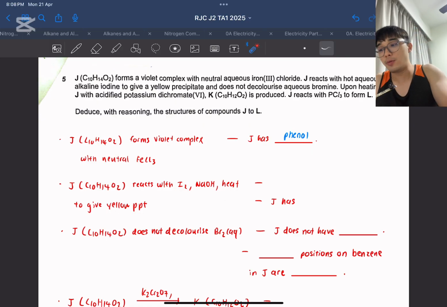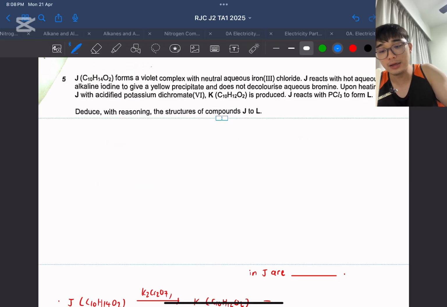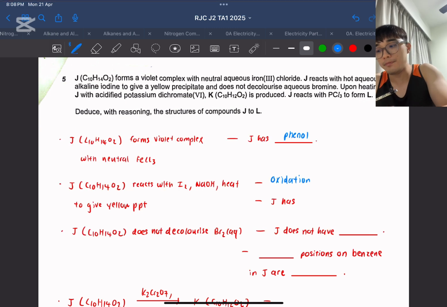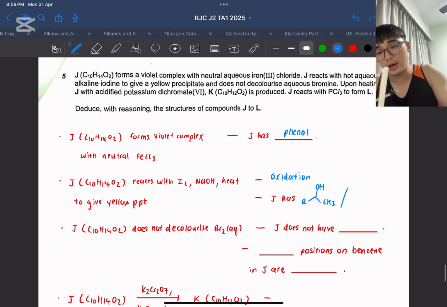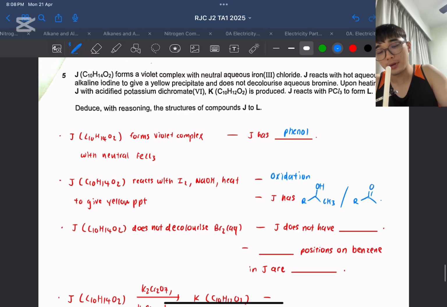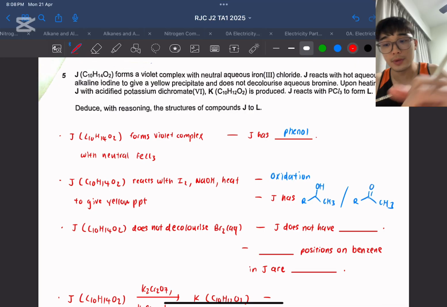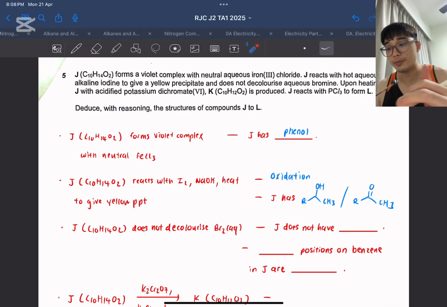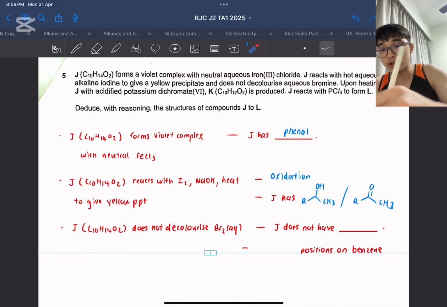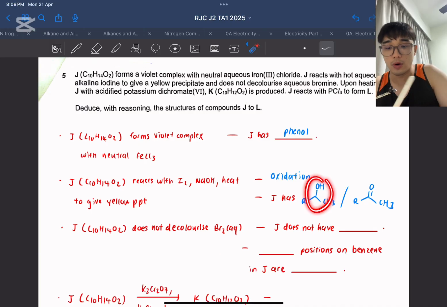I2 with NaOH and heat to give a yellow precipitate. This is our classic oxidation reaction. This oxidation reaction implies J has either a methyl alcohol or a methyl ketone. Methyl alcohol, so we draw it out, or methyl ketone. We will try to narrow it down later on. Both are seemingly possible because the one more oxygen can be either your alcohol or ketone.